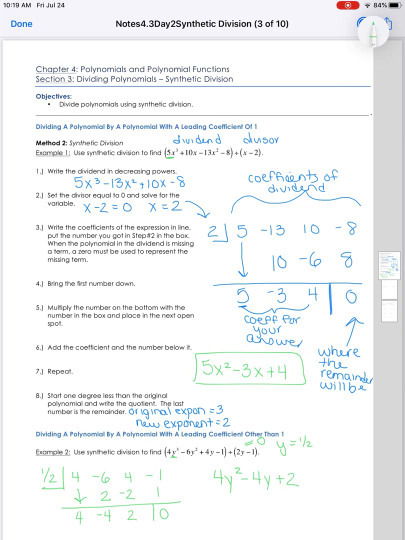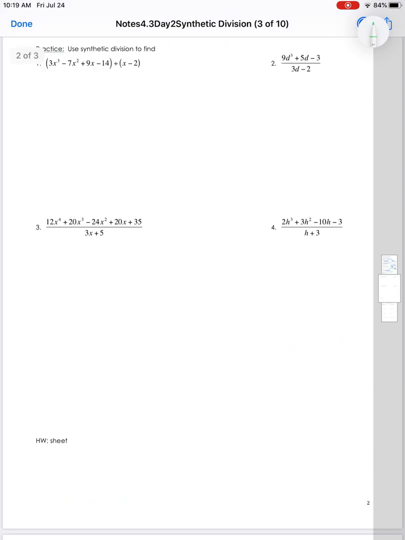4 comes down, half of 4 is 2. Negative 6 and 2 make negative 4. Half of negative 4 is negative 2. 4 plus negative 2 is positive 2. 2 times 1/2 is a positive 1, and negative 1 plus 1 is 0. So I originally started with y to the third. Now I start with y squared. 4y squared minus 4y plus 2. So you can already see that it goes a little bit quicker than long division.